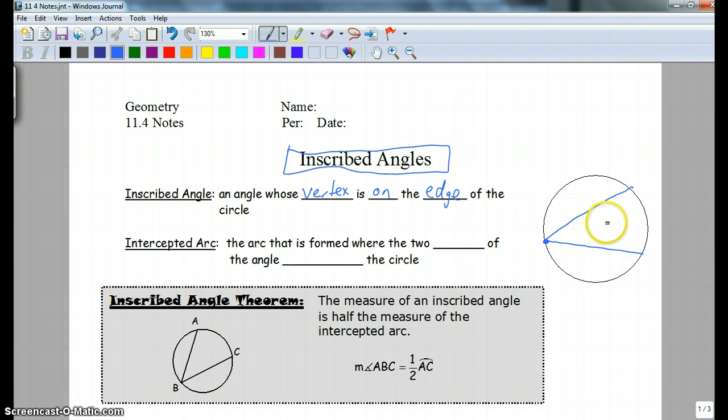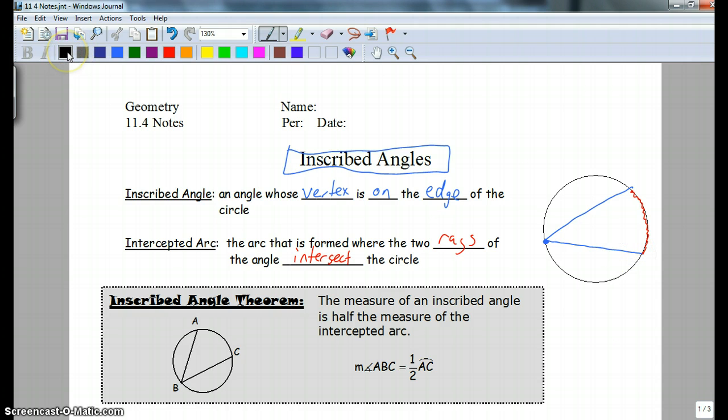And what it creates is an intercepted arc. An intercepted arc is an arc that is formed where the two rays of the angle intersect the circle. So here's the two rays that intersect this part of the circle. This is the intercepted arc.